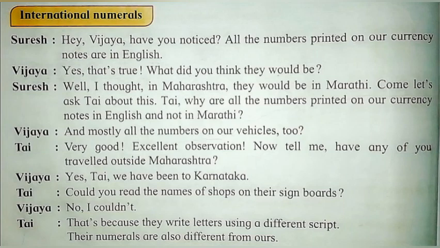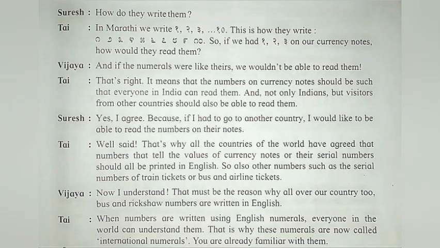Tai: Very good. Excellent observation. Now tell me, how many of you have traveled outside Maharashtra? Vijaya: Yes Tai, we have been to Karnataka. Tai: Could you read the names of shops on their signboards? Vijaya: No, I couldn't. Tai: That's because they write letters using a different script. Their numerals are also different from ours. Suresh: How do they write them?